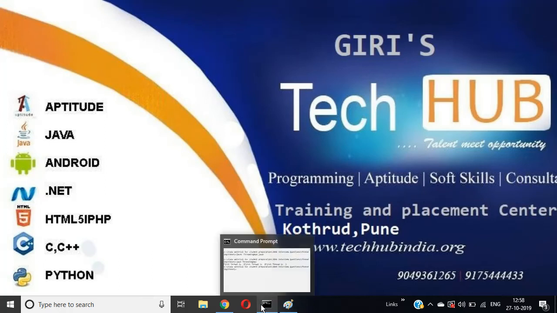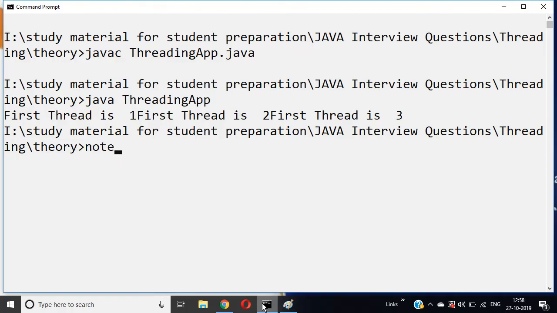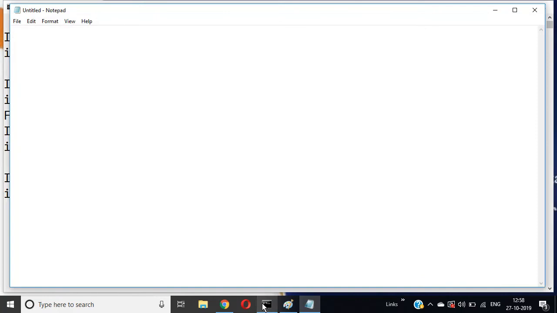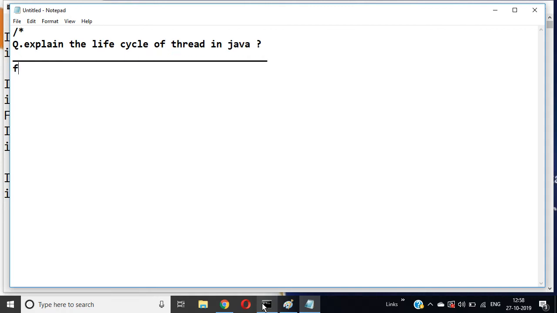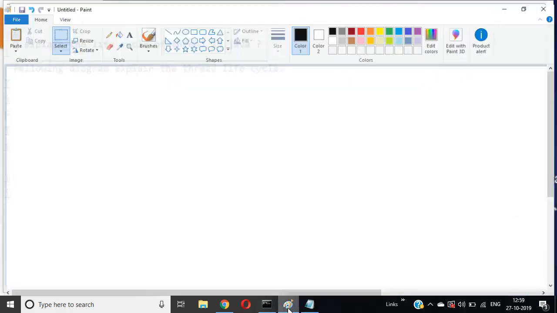Hi friends, now we are discussing the interview questions on threading in Java. So guys, we have a question: explain the life cycle of a thread in Java. The following diagram explains the thread life cycle.